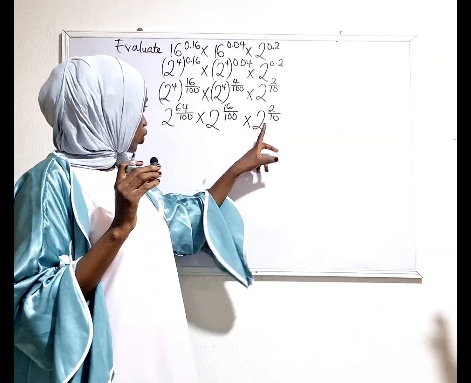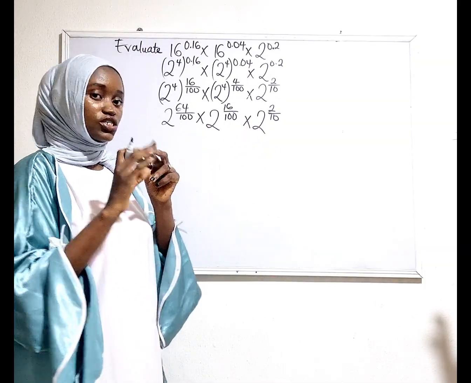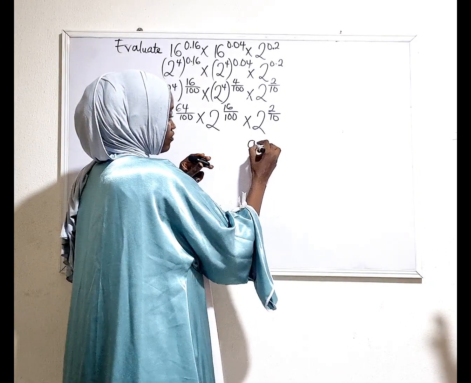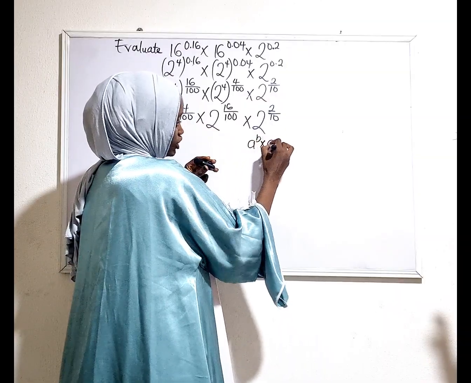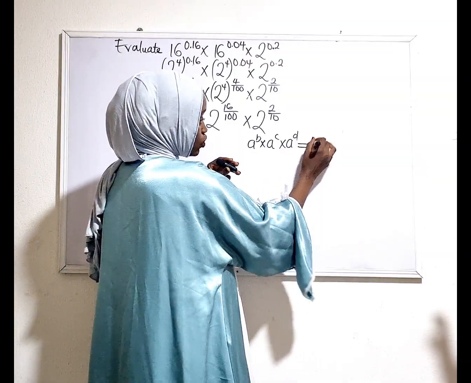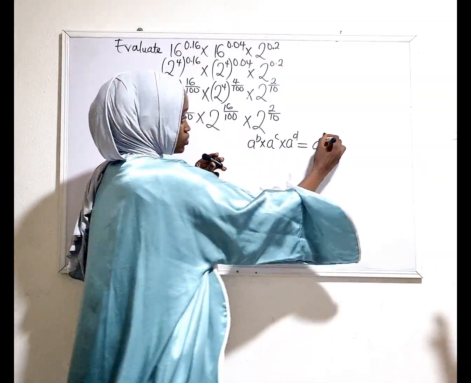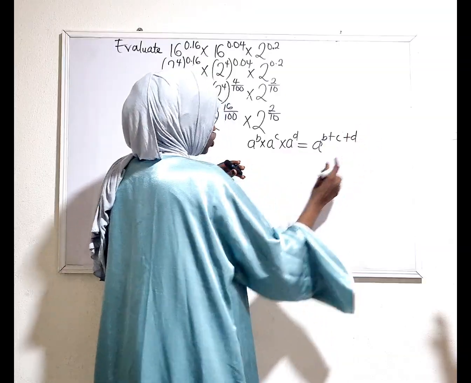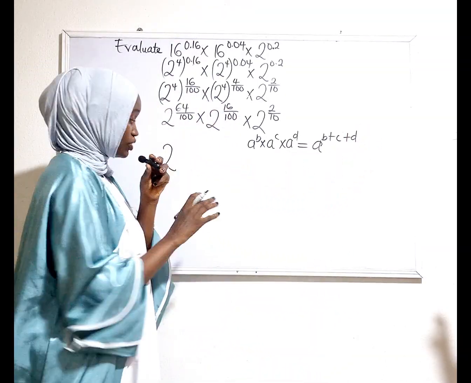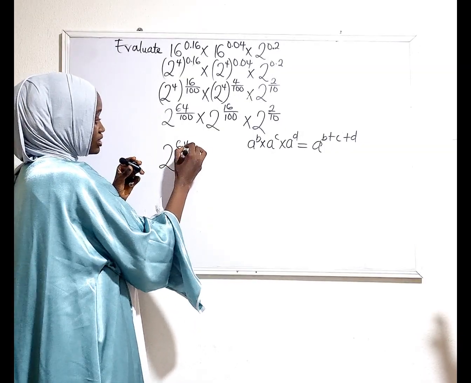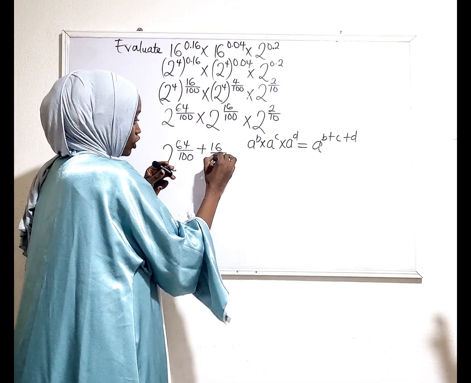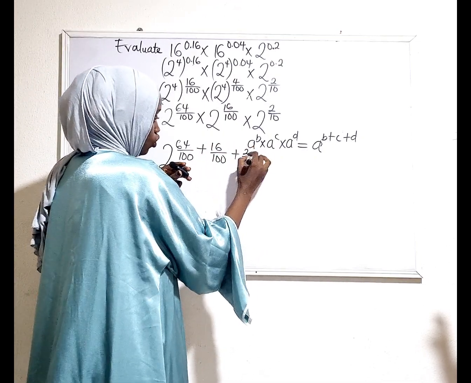There's a rule under indices, the law of multiplication, which states that if you have, let's say, a to the power of b multiplied by a to the power of c multiplied by a to the power of d, since all the bases are equal, all you have to do is pick one of the bases and sum up the powers. So this becomes a to the power of b plus c plus d. We're going to apply this same rule here. This becomes 2 because all the bases are equal. We pick one of them, which is the 2, and then we add all the values of the powers, which is 64 over 100 plus 16 over 100 plus 2 over 10.